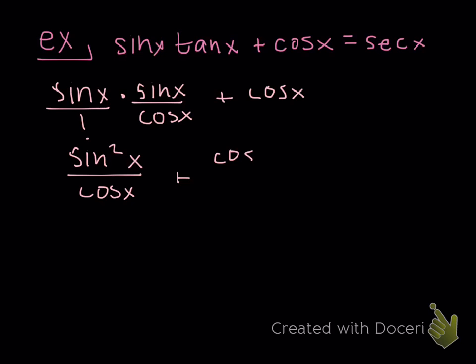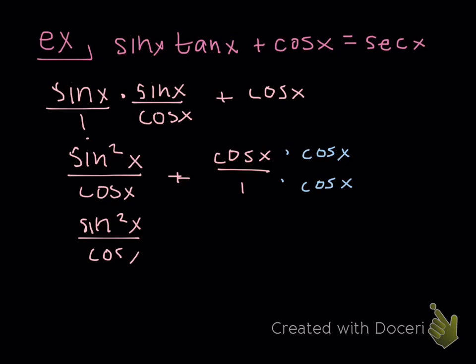And now if I want to add these 2 terms together, I need to have common denominators. So I know this is over 1. I need to have a denominator of a cosine. So I would multiply this top and bottom by cosine of x so that I can add these 2 terms together. So I have sine squared of x over cosine plus cosine squared x over cosine. And the whole purpose of getting common denominators is so that I can put it together.